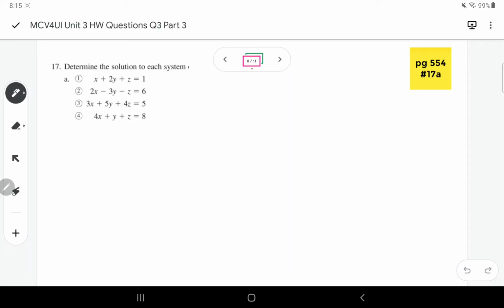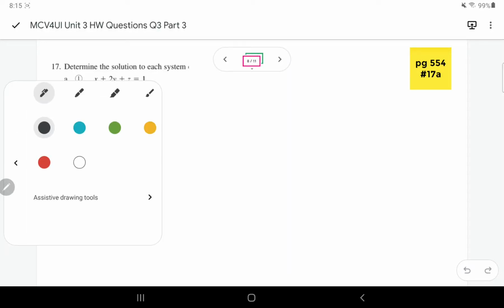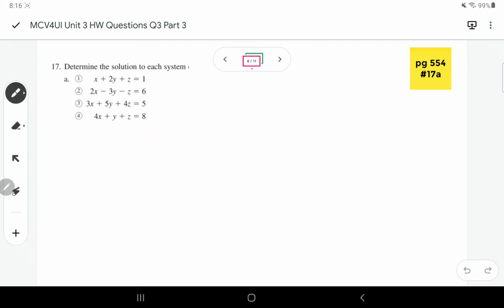Hey folks, this is the solutions to the last couple of homework questions that I got for Unit 3. These are all from the Unit 3 review section at the end. The first one is number 17A, and it says determine the solution to the system.